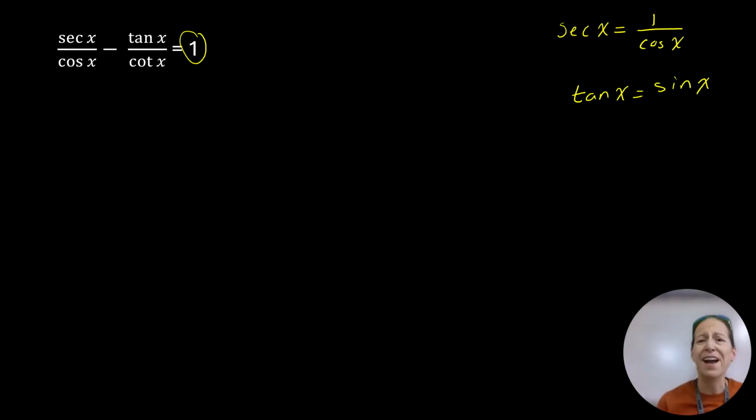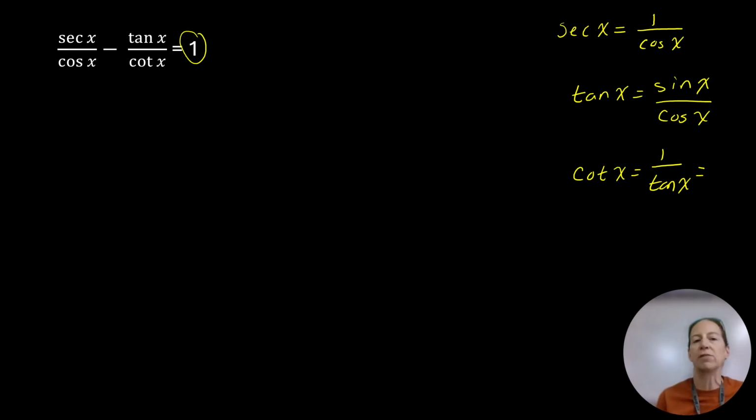So we are at tangent is sine over cosine, and then cotangent. Now, cotangent is the reciprocal of tangent, but what is often more useful, again, is to put everything in terms of sines and cosines. So instead of saying 1 over tangent, we're just going to take the reciprocal of tangent, which would be cosine over sine. So tangent is sine over cosine, and that means cotangent is cosine over sine.